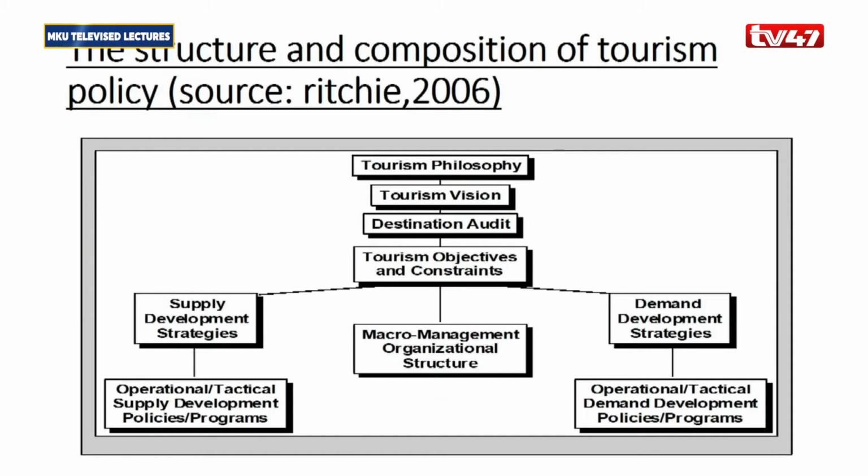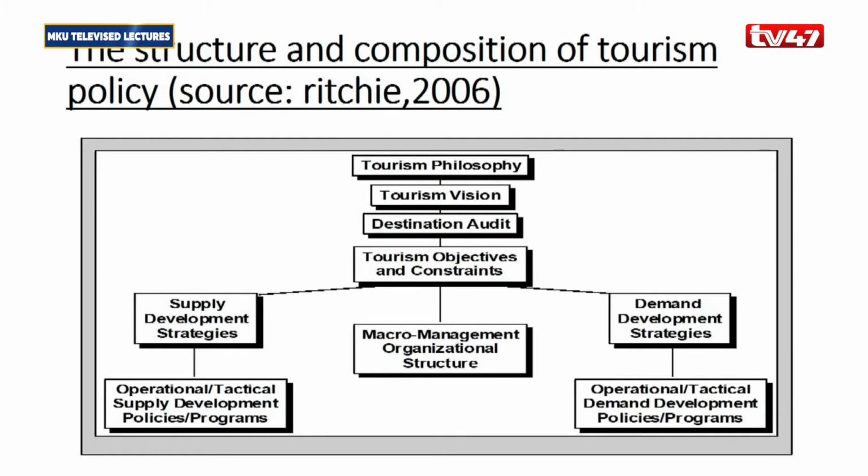So a good tourism policy must have a tourism philosophy, tourism vision, destination audit. You know, we want to know more about the uniqueness of that destination, the kind of attractions that are found there. Then it also captures tourism objectives and constraints, like when you are developing tourism in a particular destination, what are the constraints that one faces and the objectives. And this objective is also subdivided into two: the supply development strategy and demand development strategy. And you'll be looking at this right along.